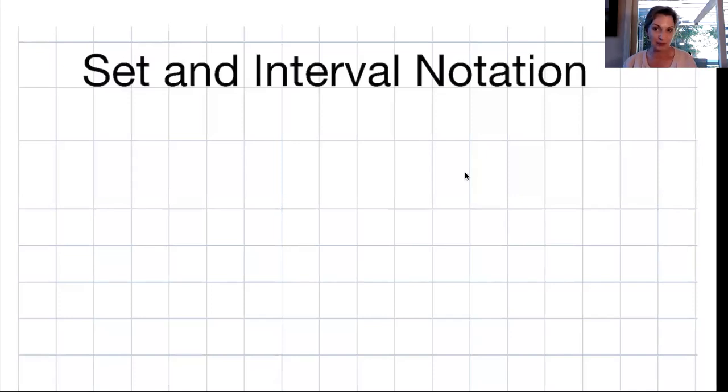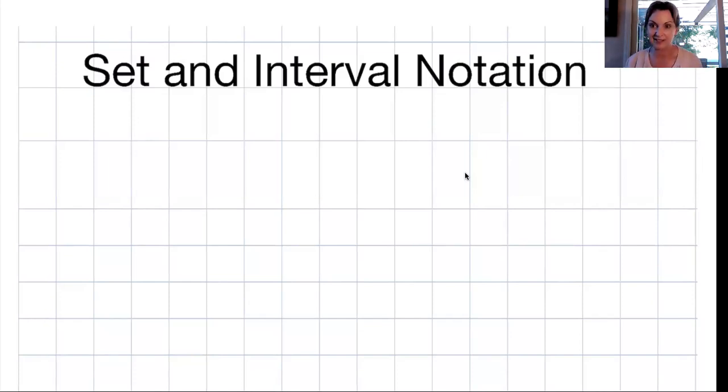One thing that's nice about a video is that if you find yourself drifting off or you get a little bit confused, you can always pause the video and rewind it, watch that part over again, or you can take a break, pause the video and walk away for a few minutes and come back and start again. Really take advantage of the fact that we're watching this video and use that to your advantage. Okay, so set and interval notation.